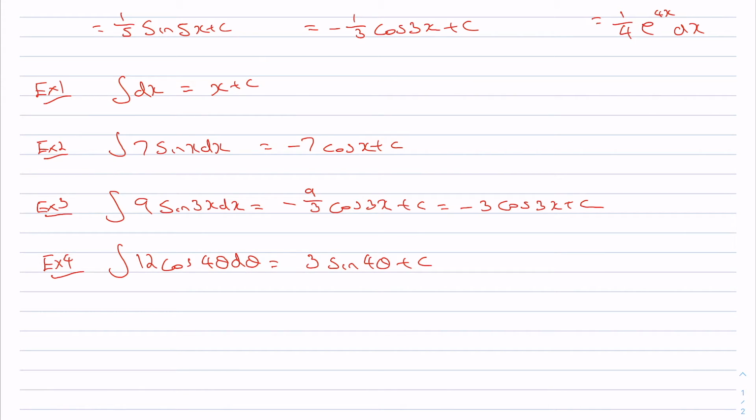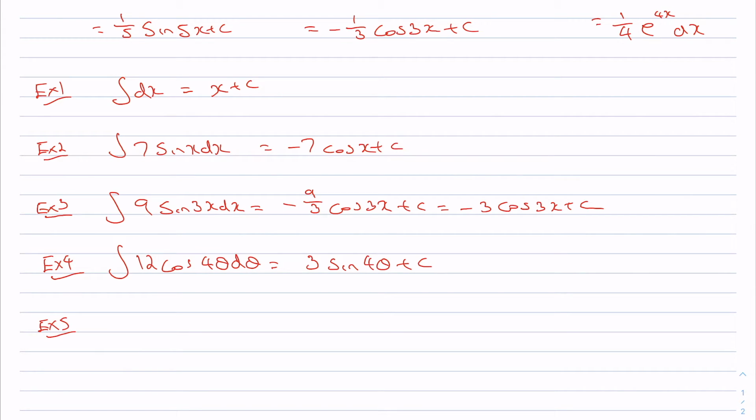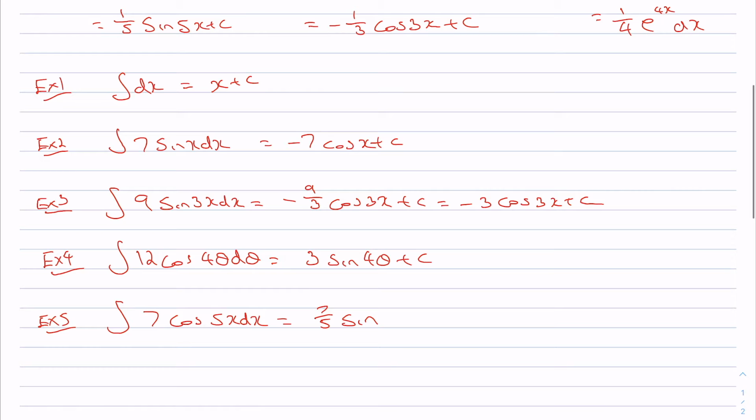Let's keep going. Example 5. How about the integral of 7 cos 5x dx? Well, the integral of cos is going to be sine, so it's positive sine. Remember, the 5 comes down, it will be divided. 7 divided by 5, we can't cancel, that's why this one doesn't do anything. We have sine 5x and then plus c.